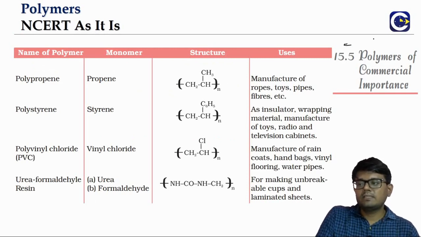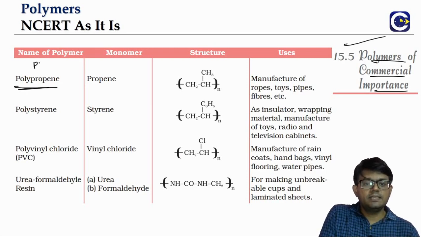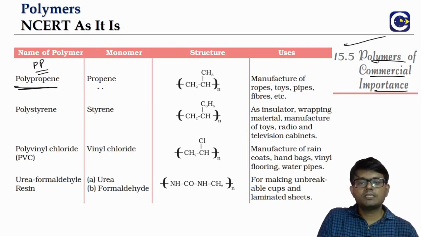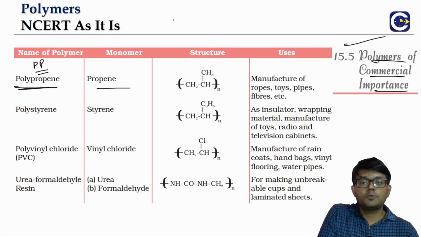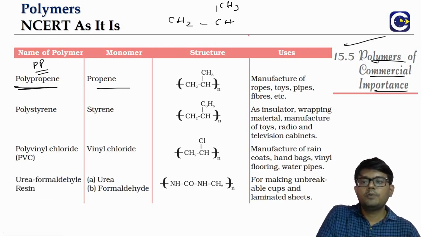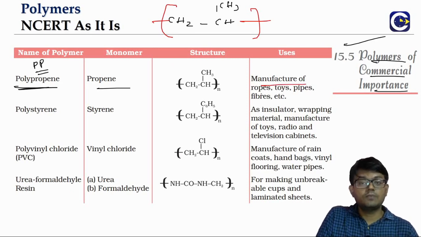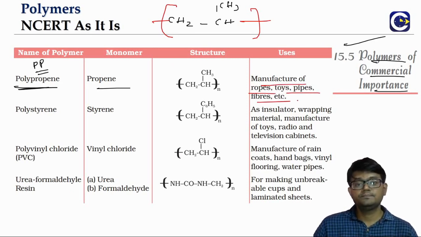Then in the end, we have some polymers of commercial importance. Polypropene, in short we call it as what? PP. What is the monomer for that? Propene. What is propene? CH2 double bond CH, CH3. There is unsaturation. If this unsaturation is removed, means the pi bond is removed, then we will be able to form the polymer. This is what? Polypropene. So where is it used? It is used in manufacturing of the ropes, toys, pipes, fibers.